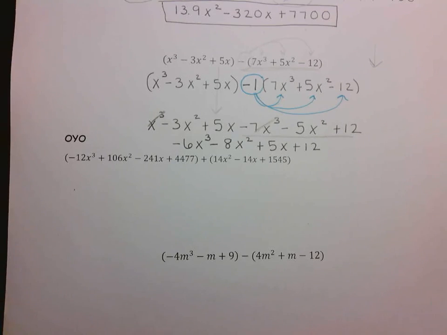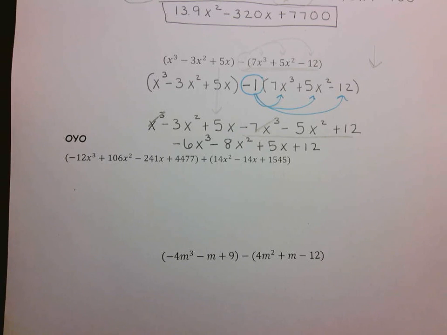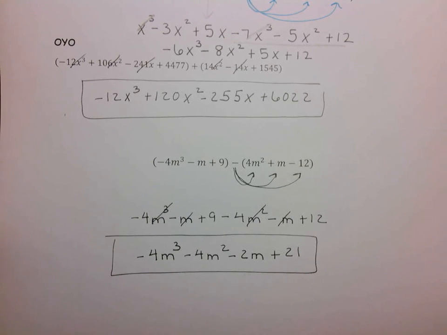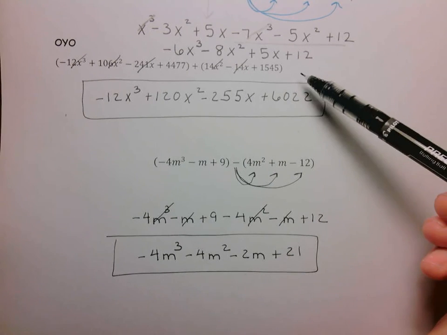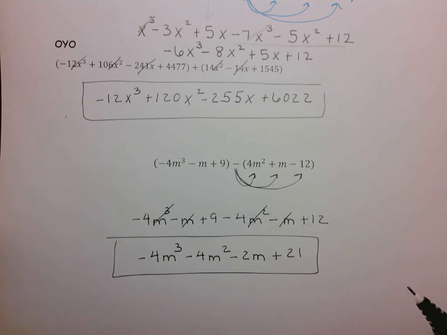Okay, so go ahead and hit pause and work out these two problems on your own. And here are the answers. Because of the associative property, I can just mentally drop these parentheses and just start combining like terms. Cross off the terms after you combine them so you don't lose track of what you're doing and you don't miss something.